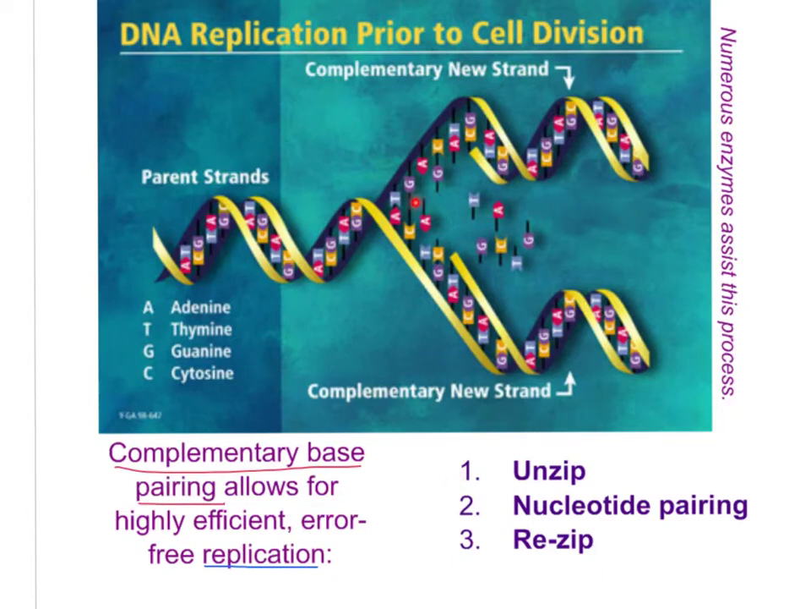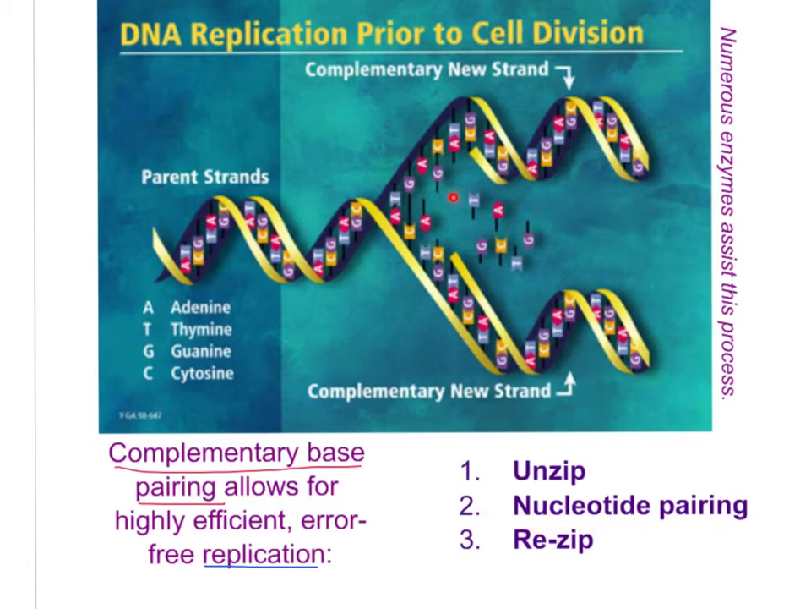It's unzipping right there. It splits in between those base pairs. Here we have A and T, which are just the next ones that are going to unzip and be split apart. Here we have the C and G being split apart right there. Here we have the A and the T that were split apart, and we have another A coming in to pair with that T. That's the second step, nucleotide pairing.